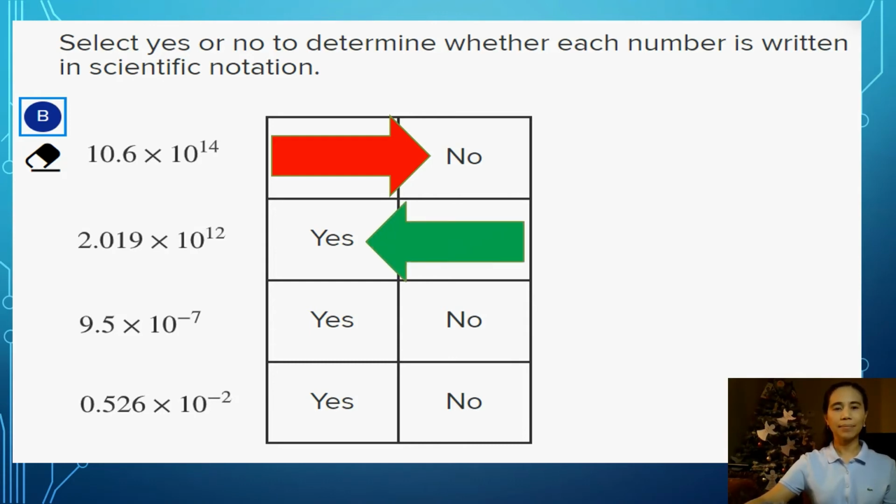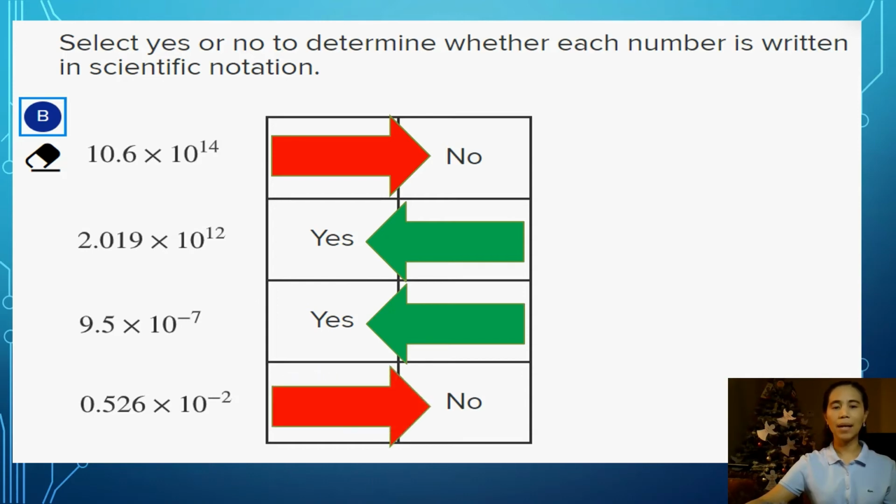Next, it's a yes, because we have 2, which is greater than 1 but less than 10. So 2.09 times 10 to the 12th power. The next example is also a yes, because we've got 9.5 times 10 to the negative 7th power. And the last example is a no, because the first digit should be equal to or greater than 1 and less than 10, and 0 is not included. That is why it is a no. I hope you get that.